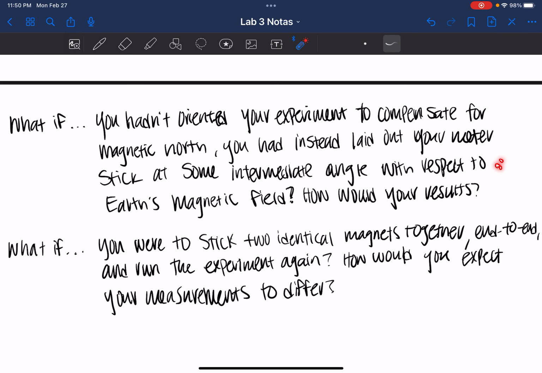And then for this first question, if you didn't account for the Earth's magnetic field, it would increase or decrease your true value because you weren't accounting for it, so it would make it either lower or higher.